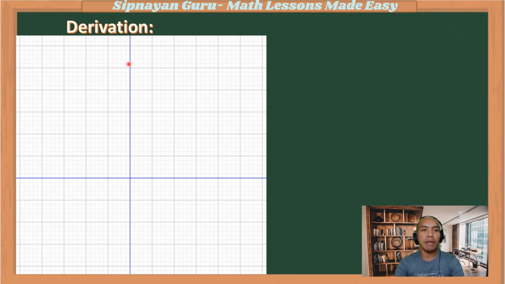Now, let's derive the slope-intercept form of the equation of the line. Suppose we have this point that lies along the y-axis, so we call it the y-intercept. This coordinate will be represented as (0, b) since we do not yet know the y-coordinate. Suppose we have another point here and we call it point (x, y). If we connect these two points, we have the line.